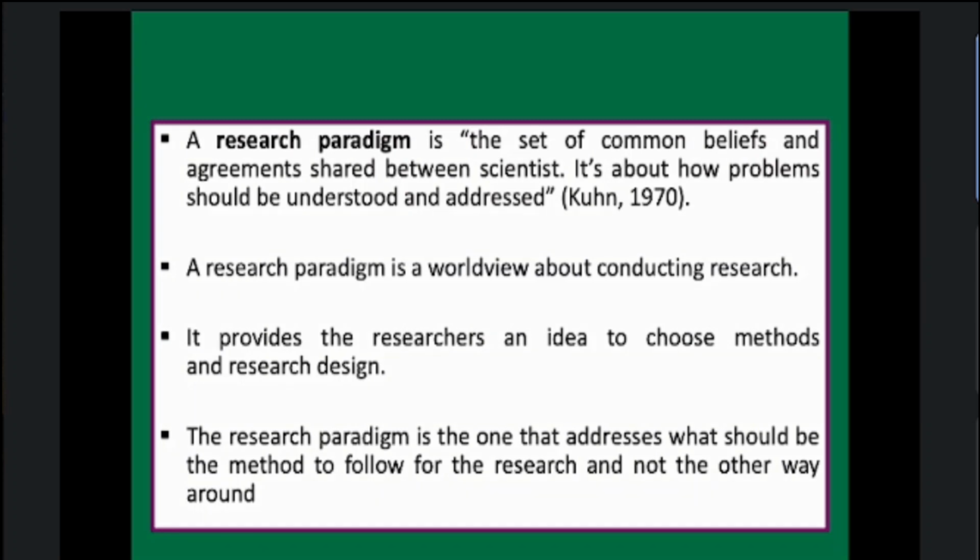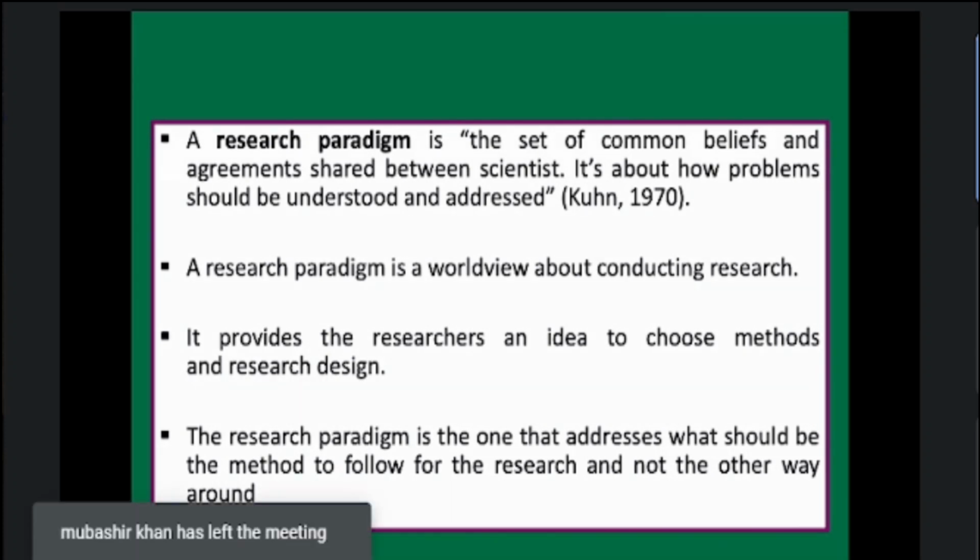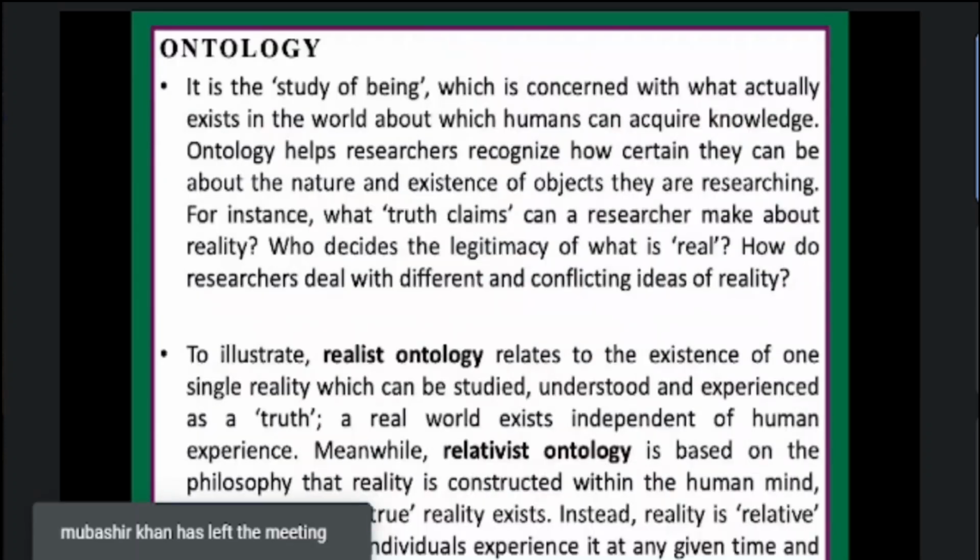So research paradigm, which is used parallelly with research philosophy, is a set of common beliefs and agreements shared between scientists. It's about how problems should be understood and addressed. Okay, that's what it is. So it opens up the windows for you. Once you decide on the research paradigm or research philosophy, that will guide you throughout the research on the next steps to be taken. Okay. So what is ontology?